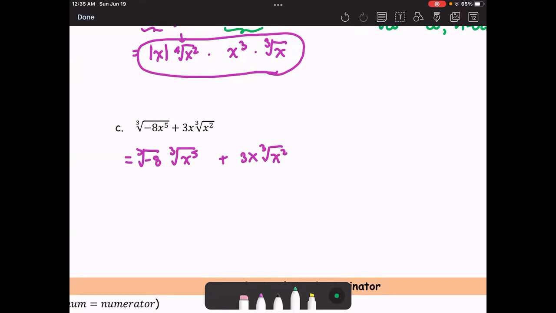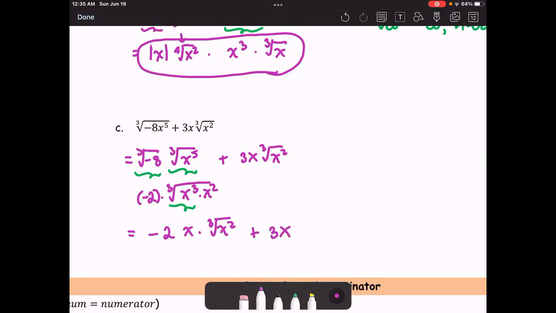Next, we keep simplifying. The cube root of x to the fifth, write it as the cube root of x to the third times x to the second, where the cube root of negative 8 results in the term negative 2. Now we get negative 2 times x times the cube root of x squared, and then plus 3x times the cube root of x squared.